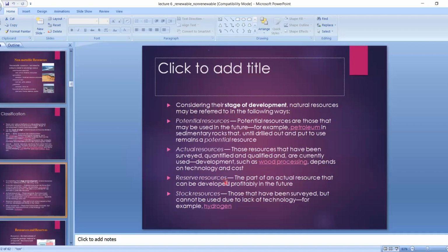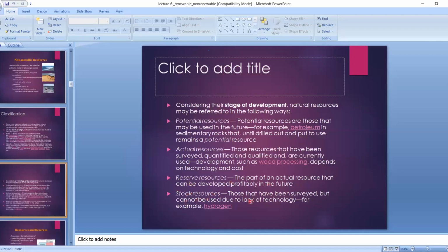On the other hand, reserve resources are those resources that have been surveyed, quantified, qualified, and you got the positive result. Like you have done analysis and you have come to the conclusion that if we extract those resources, it will be profitable. And if we sell those resources in the market, you will get profit. So your investment would be less and your profit will be huge.